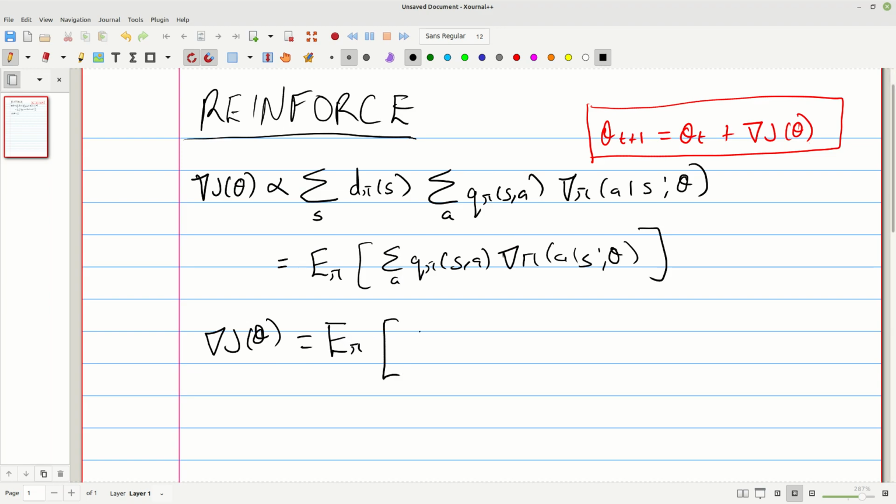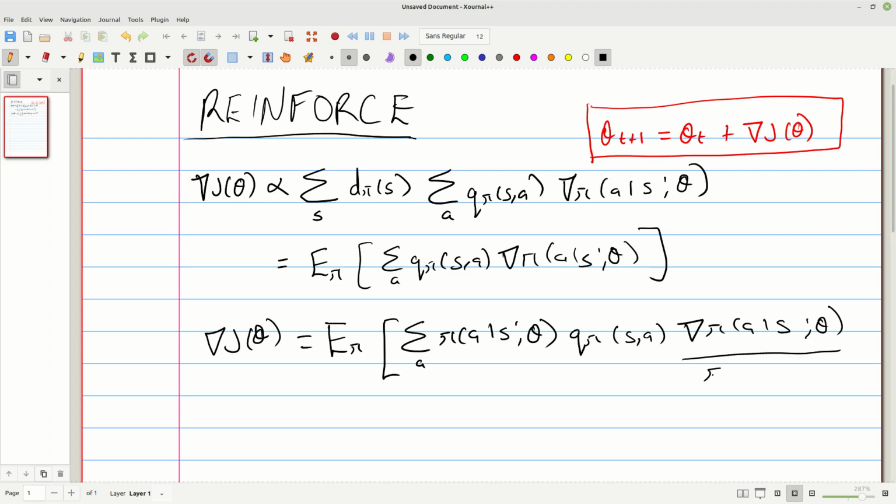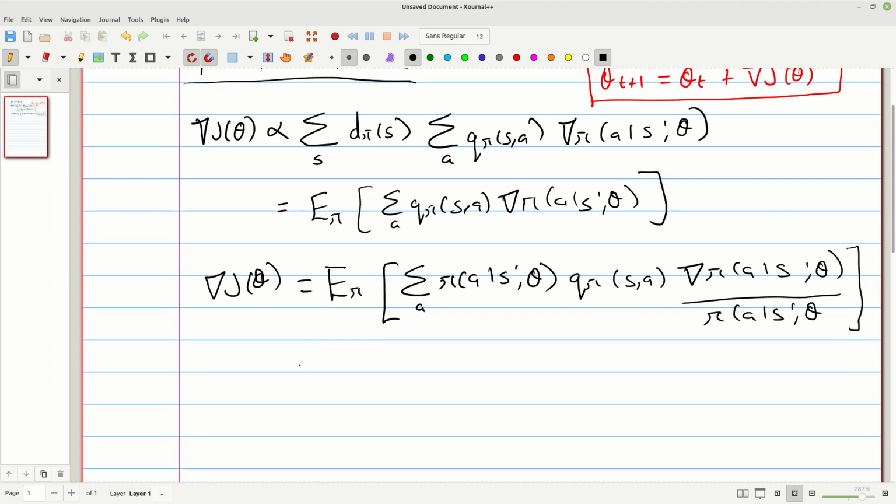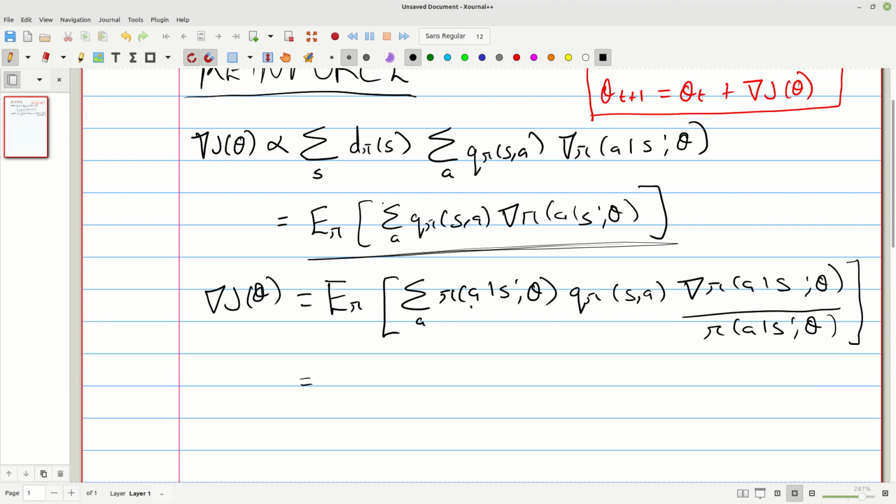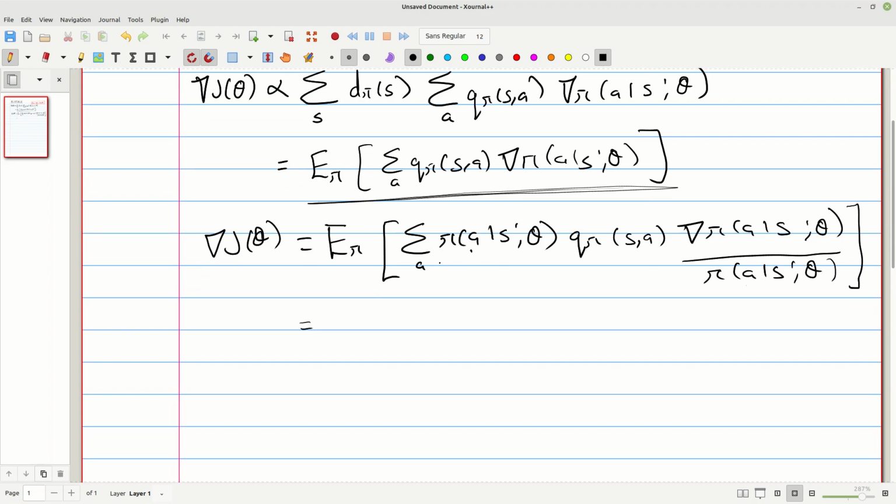We write it like so: expectation under pi of summation over all a, pi a given s, q pi s comma a, derivative of pi a given s parameterized by theta divided by pi a given s parameterized by theta. So we look at this expression. What do we see? Essentially it's the same as what we have here, but we just multiplied and divided by the same term. The reason we did that is that when we're computing the expectation here, we just incorporated the states, the weight of each state, but we also need to incorporate the weights of each action, which is given by this term.